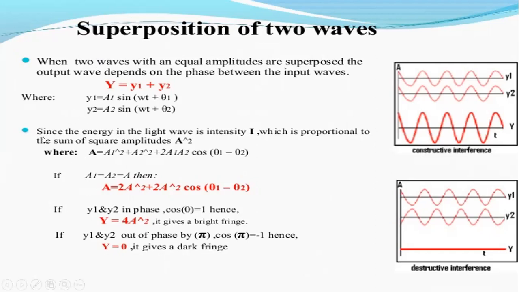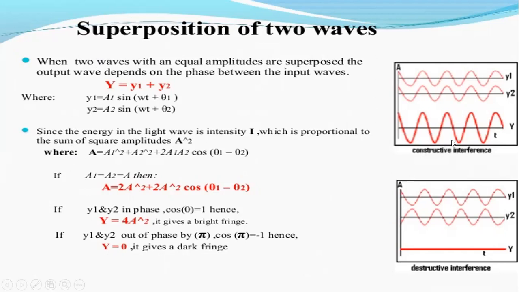Next, the energy in the light wave is the intensity, indicated as I, which is proportional to the sum of square amplitudes. So we have seen the square amplitude there. So it can range over different variants. So you can see it in the picture.